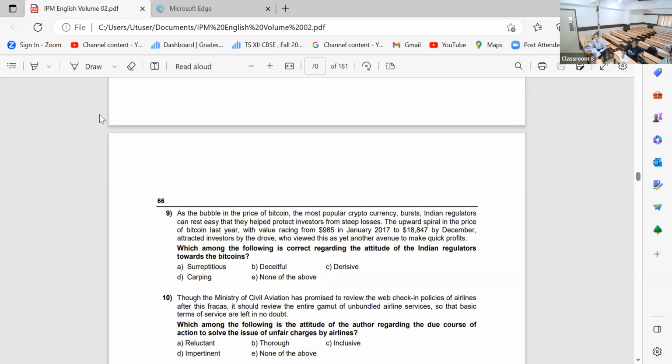Agrima, can you read out question number 10? Yes, ma'am. Though the Ministry of Civil Aviation has promised to review the web check-in policies of airlines after the, I'm not sure about the pronunciation, fracas, it should review the entire gamut of unbundled airline services so that basic terms of service are left in no doubt.